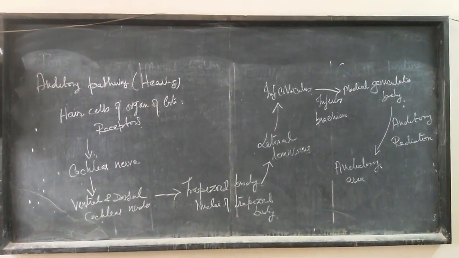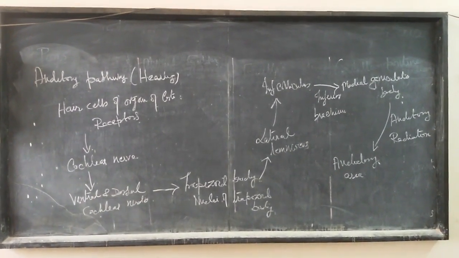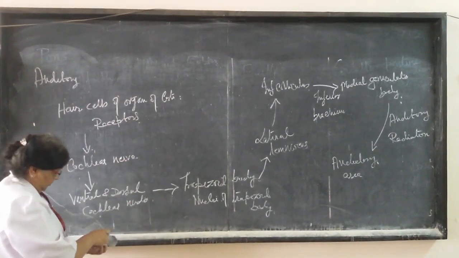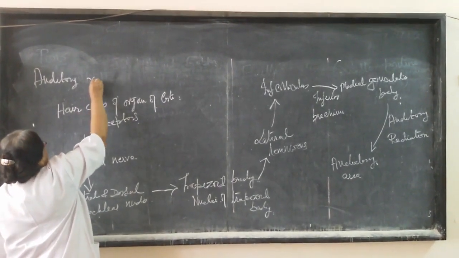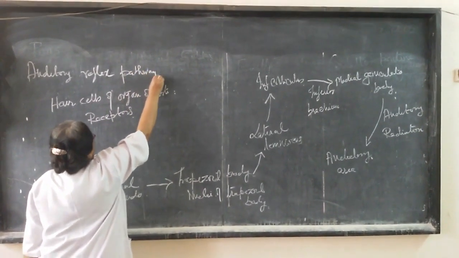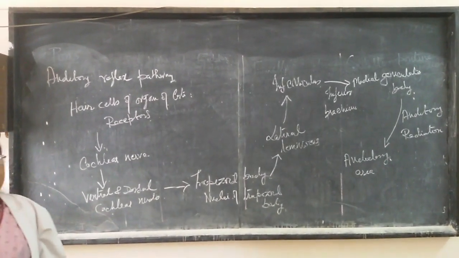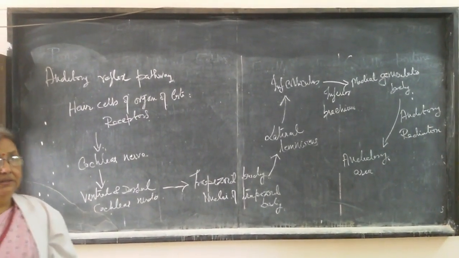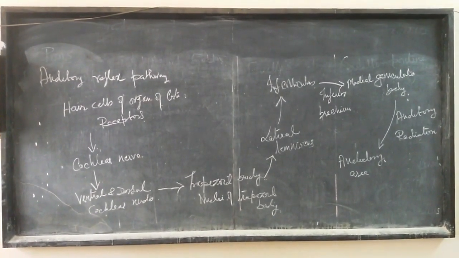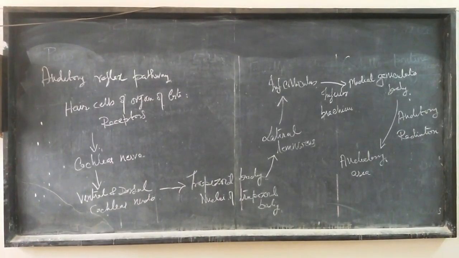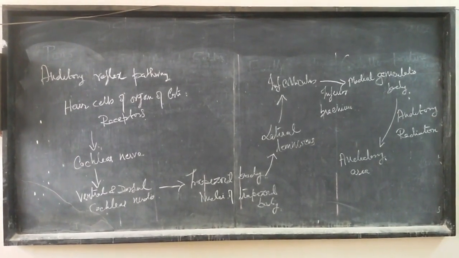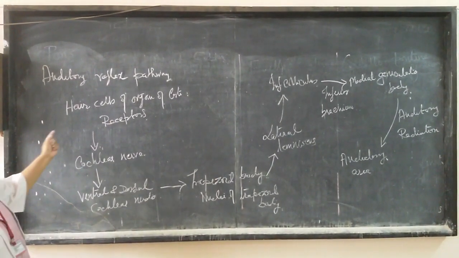Now coming to the auditory reflex pathway. Auditory reflex is turning of the eyes and head in response to stimulation of the cochlear nerve, towards the source of sound. There is turning of the head and the eyes. This is known as auditory reflex, and the pathway again starts from the hair cells of organ of Corti.